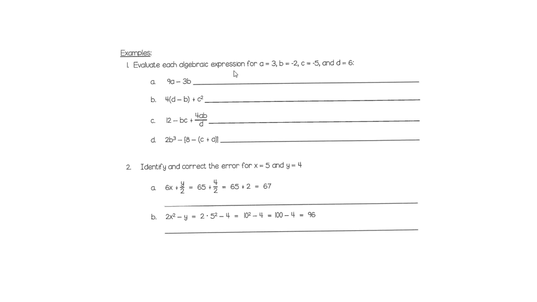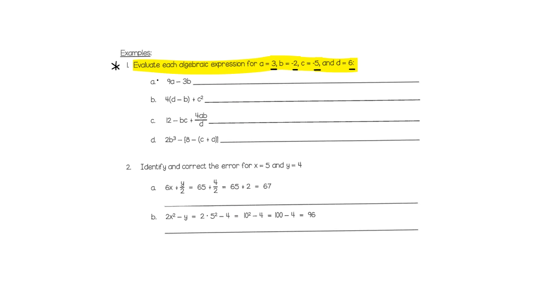Okay, so let's go through a few examples here of how to evaluate. Number one says, evaluate each algebraic expression for a equals 3, b equals -2, c equals -5, and d equals 6. So these are the values of the variables that we're going to substitute in for those variables, or we're going to replace those variables with these values.